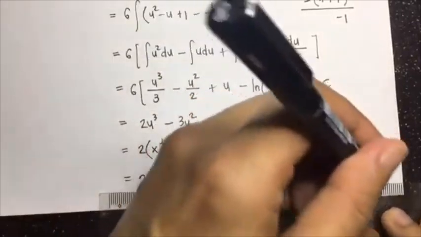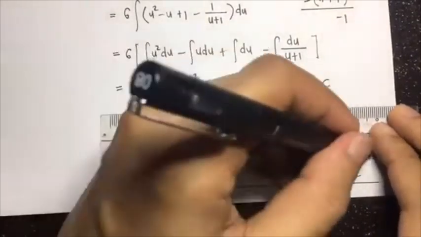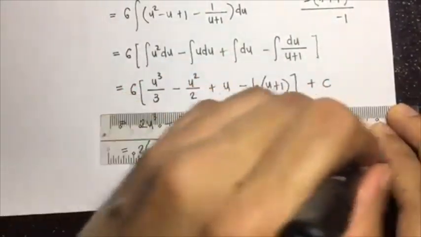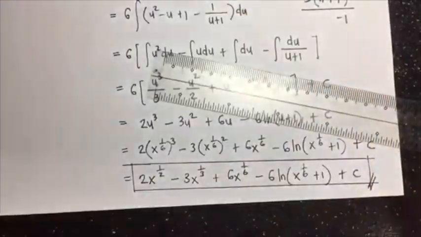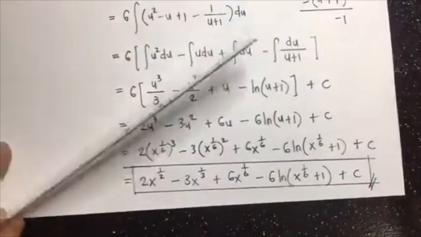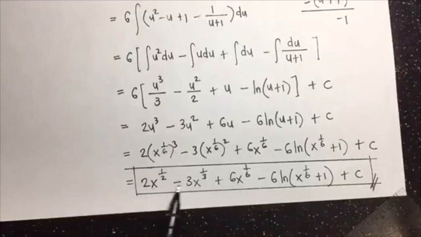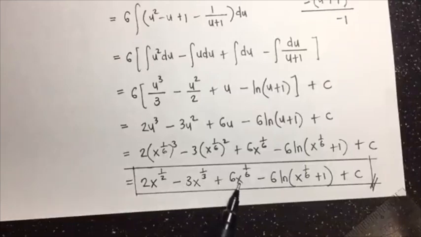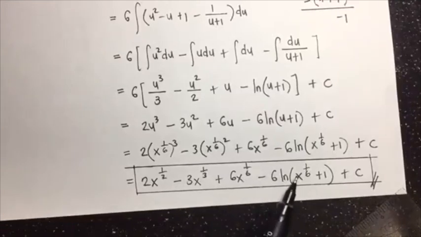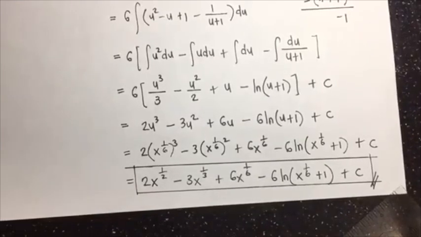You can also return the final answer into its radical form. Since the given is in radical form, you can also express your answer in radical form. So in radical form, you will have 2 square root of x minus 3 cube root of x plus 6 root of x minus 6 ln of 6th root of x plus 1, and then plus c.